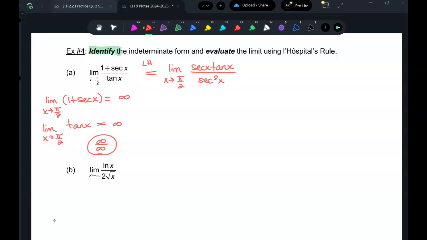Oh, and I just realized, sorry guys, that should be a limit as we approach pi over 2 from the left because of the asymptote. Sorry, there was a little negative sign missing there. Okay, so I'm just going to rewrite this.